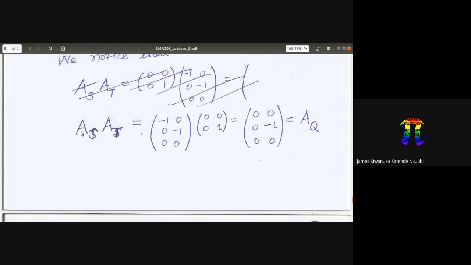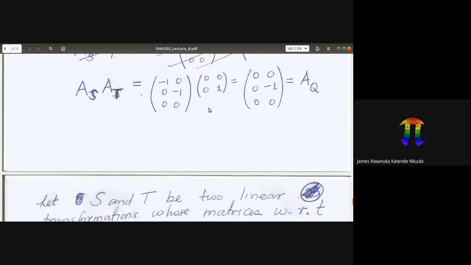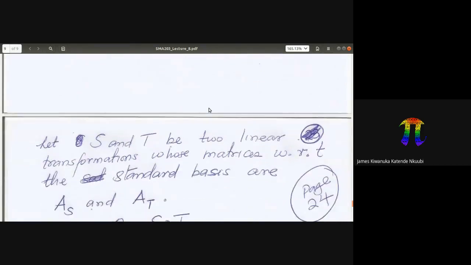So look at the order, because we have composition of S of T. Since T acts first, you'll have the matrix for T on the inside and the matrix for S on the outside. And the product will give you the matrix with respect to the standard basis for the composition of S and T. Q is just a composition of S and T. Remember, we renamed them earlier.